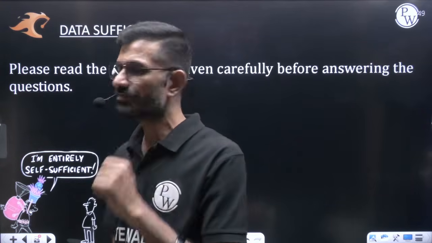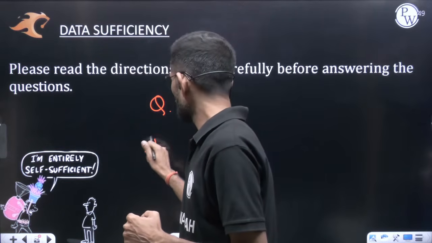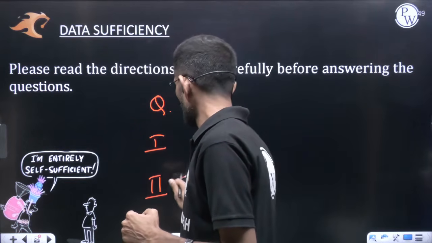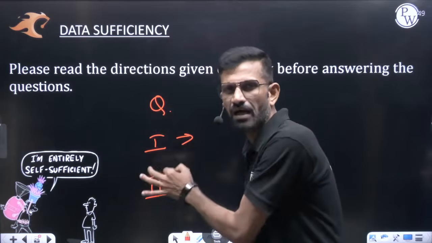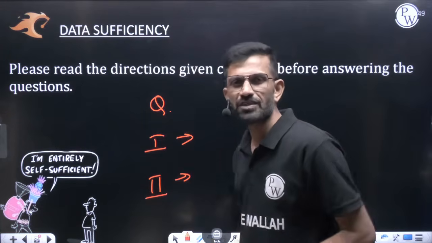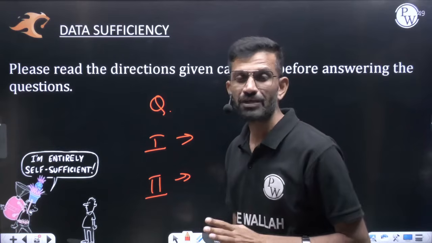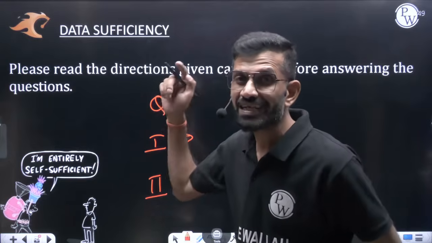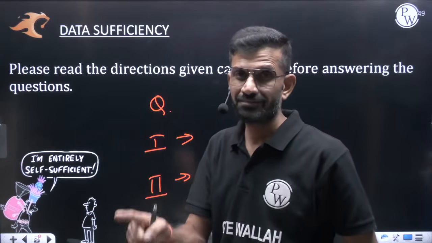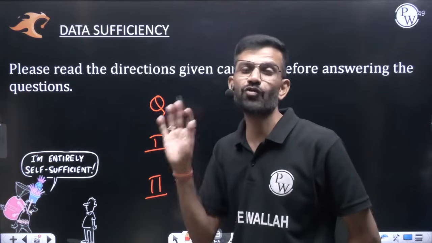In data sufficiency, they will give you one question followed by two statements. You have to just say which statement's data is sufficient to get the answer of this given question. What the answer is, is not important. Important is whether you will get a confirm answer with the given data or not. That is what you have to say.